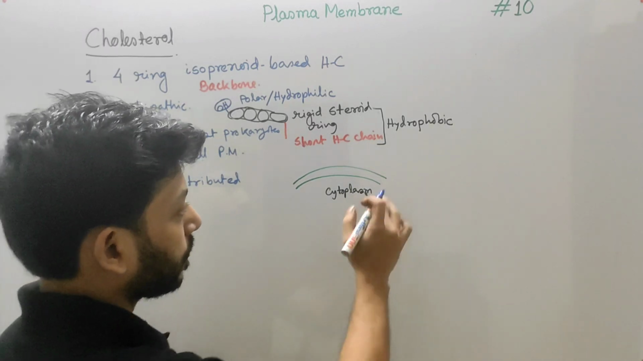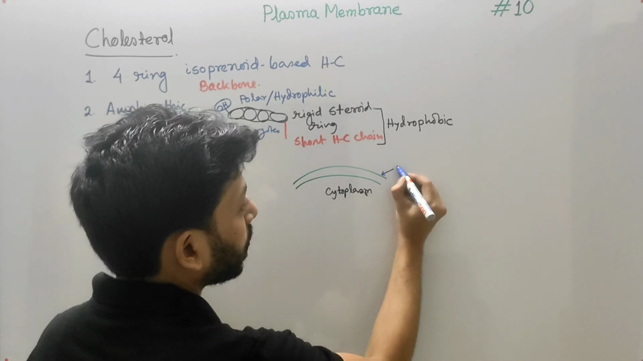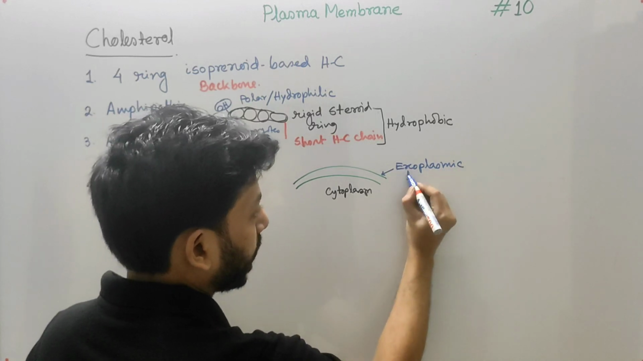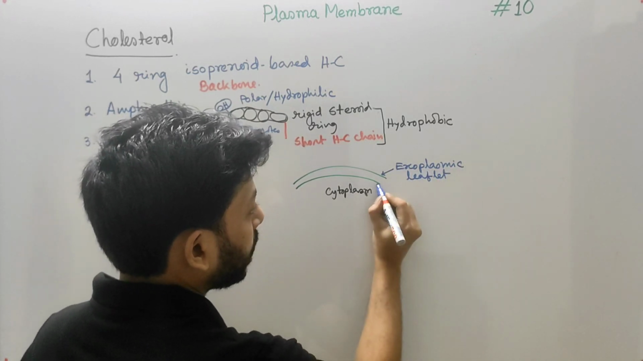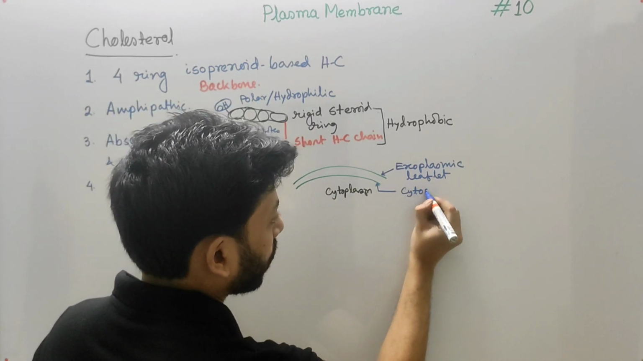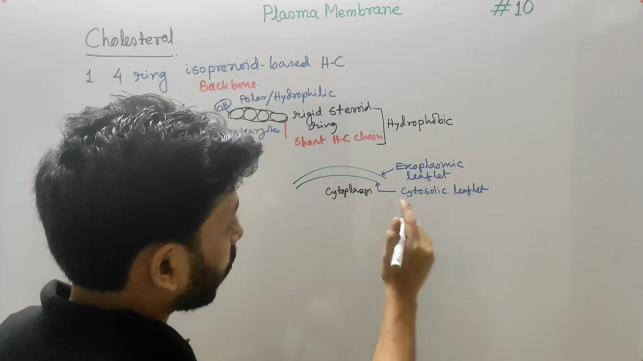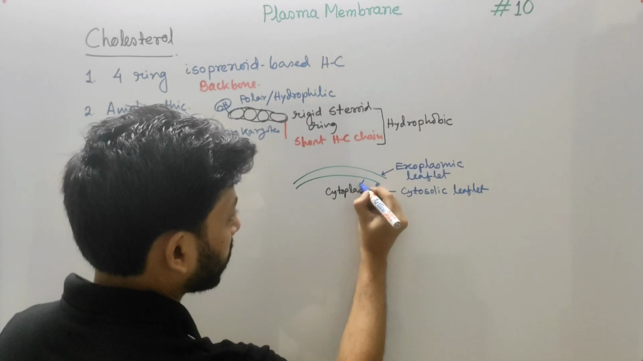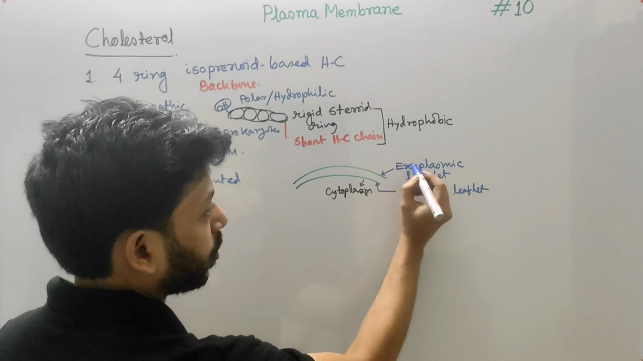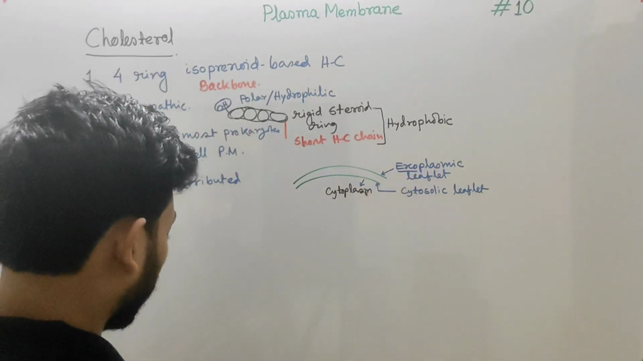The outer layer, you can say it is outer, but in scientific nomenclature we call the outer layer the exoplasmic leaflet, and the inner layer of the plasma membrane, the lipid layer, is called the cytosolic leaflet. Why is it called the cytosolic leaflet? Because this lipid layer faces the cytoplasm. And the outer layer is called exo, meaning outward, away from the cytoplasm. That's why this is called the exoplasmic leaflet.